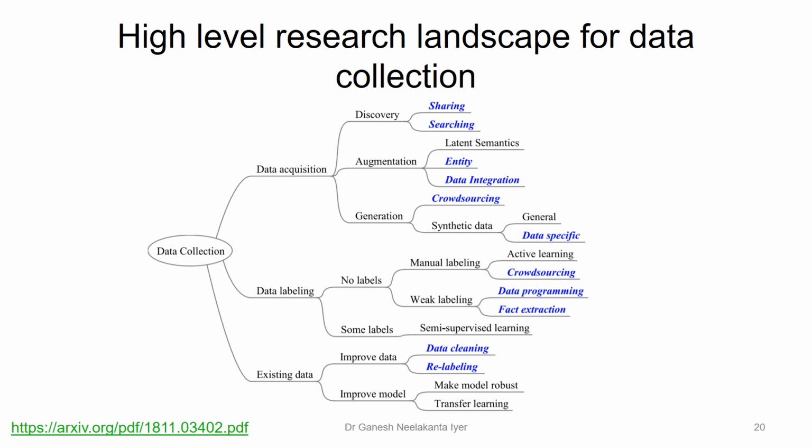Now I came across this particular article. The URL is given in this slide, where they speak about gathering data and generating data, the data in machine learning and AI. They say data collection has various types: data acquisition, which can be discovery, augmentation and generation; data labeling, based on whether the data has labels or does not; and improving existing data and improving the model. So I strongly recommend you go to the PDF and read more about what they are talking about.